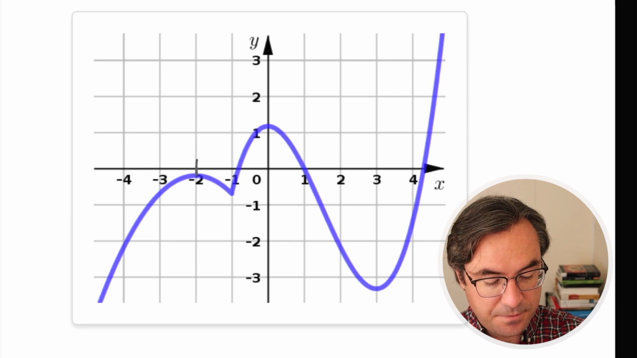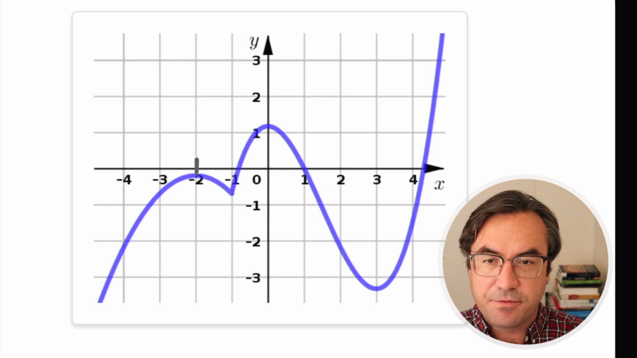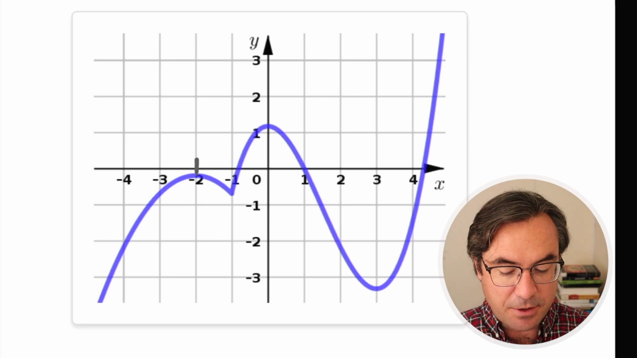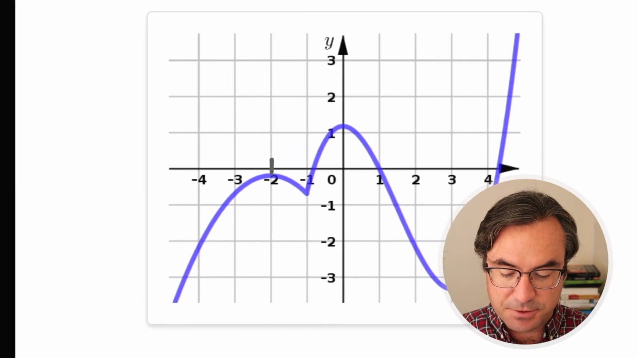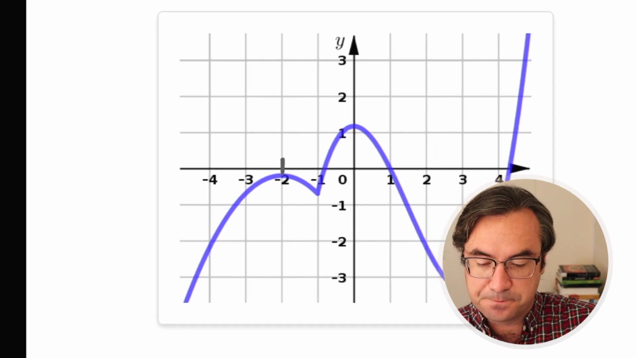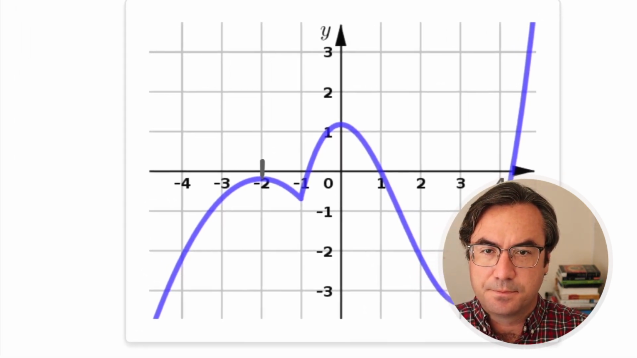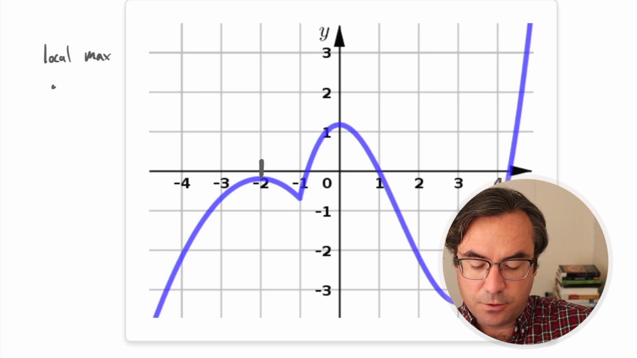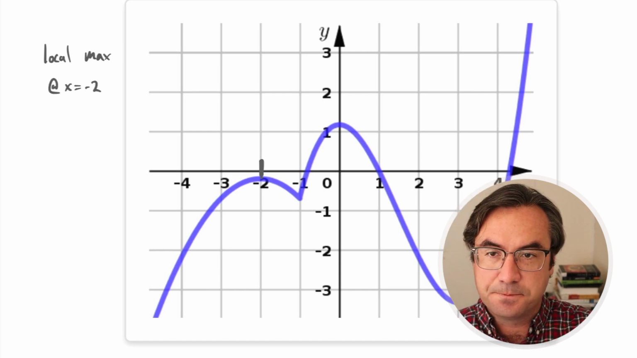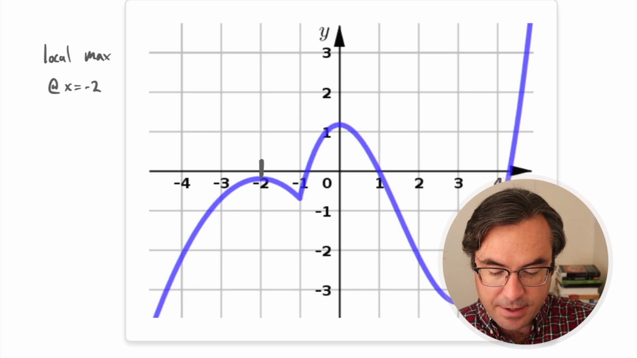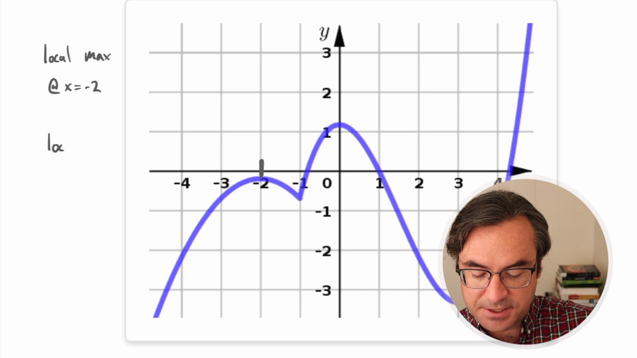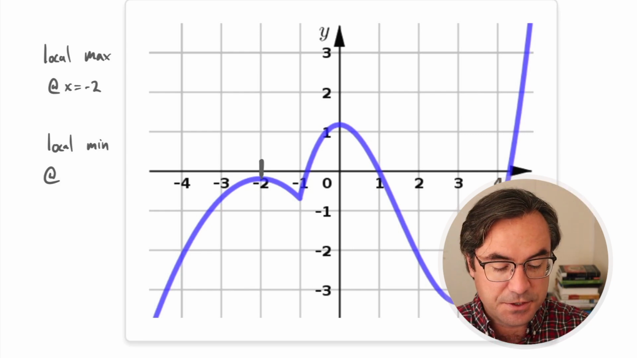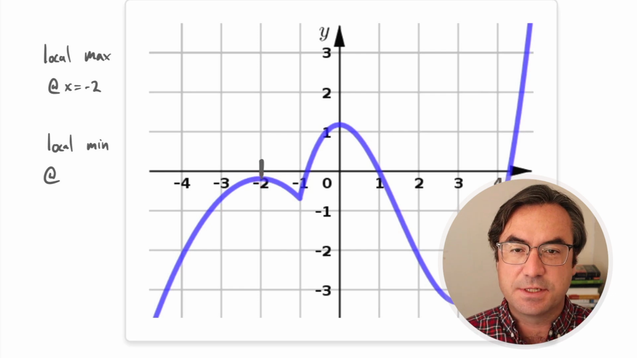So let's really denote that along the x-axis there. Let's keep a running tab of all our maximums. We'll put it over here. So we have a local max at x equals -2. And let's keep a tab for our local mins as well. We haven't encountered any of those, but we found that we have a local max at x equals -2.